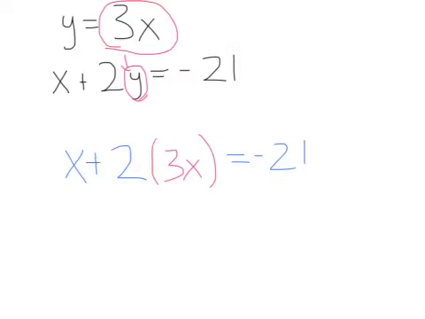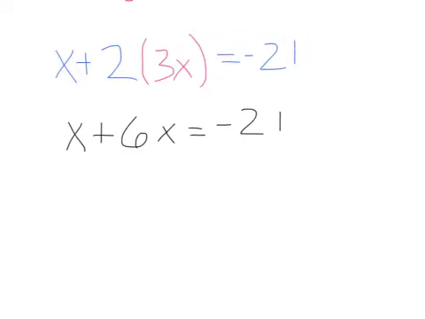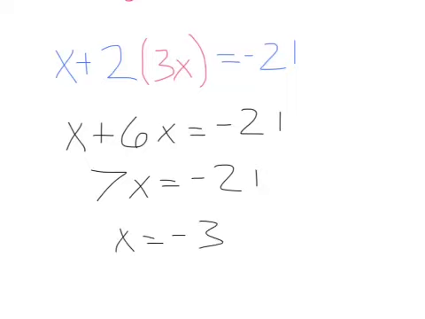Lastly, I'm going to solve. So this will give me x plus 6x equals negative 21. And going from there, let me give myself some space. We're going to get 7x equals negative 21. If we divide by 7 on both sides, we'll get x equals negative 3. Alright, we've solved for x.